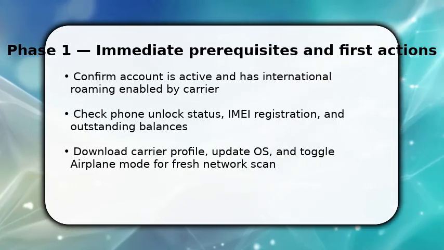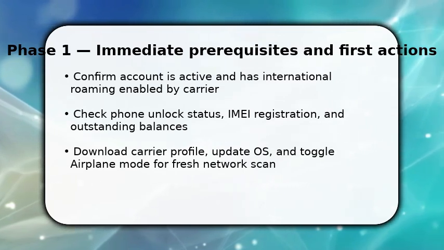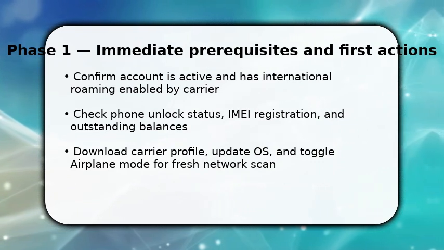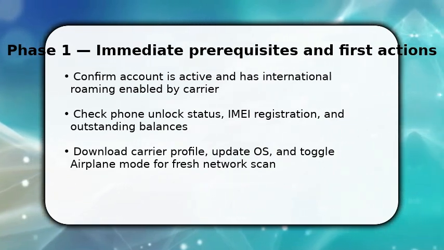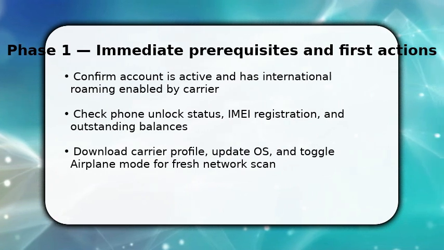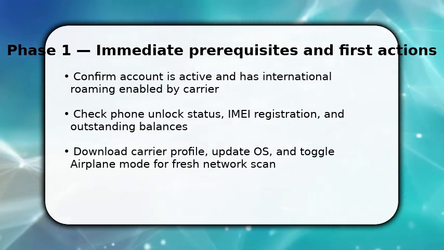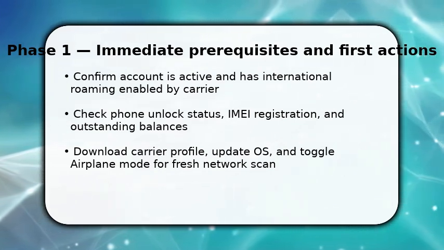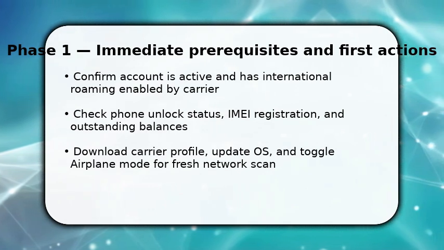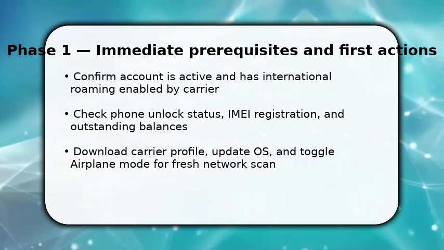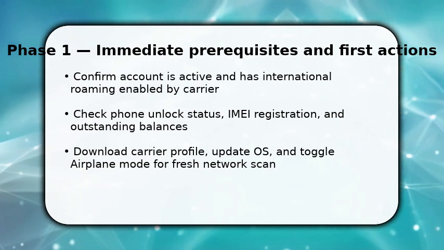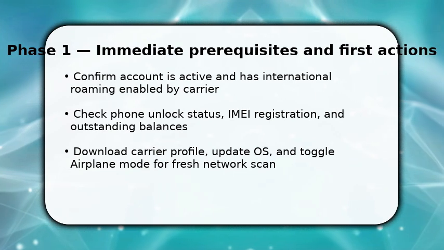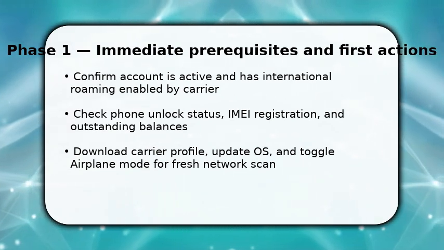You begin by confirming the essentials. Make sure your account is active and international roaming is enabled. Contact carrier support if unsure. Once done, verify the phone is unlocked and that the IMEI is registered for international use because carriers block unregistered devices. Next, update your phone OS and carrier settings to the latest version and toggle airplane mode on for 10 seconds to force a fresh network scan. This jumpstarts the connection process and reveals immediate errors to fix.